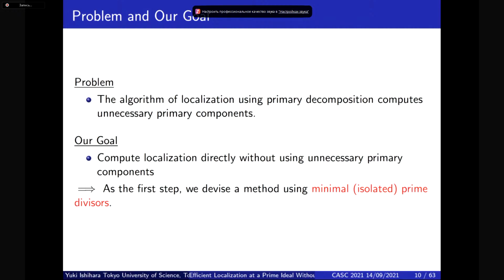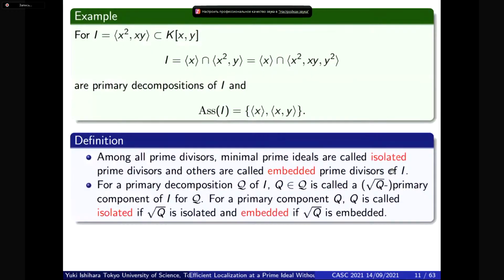So today, as a first step of the goal, I devised a method using minimal primary divisors without producing unnecessary primary components. These are examples. For an ideal generated by these polynomials, a primary decomposition of I is like this, and the prime divisors of I are just x and xy.